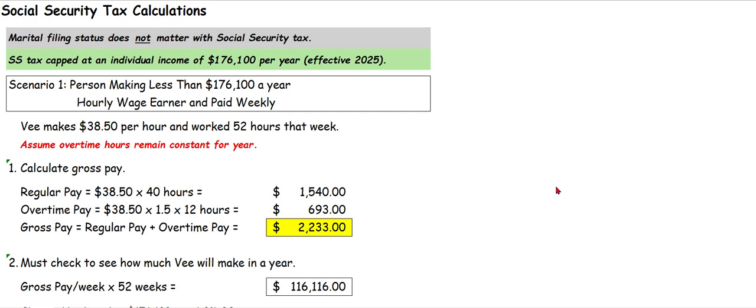First of all, we'll calculate gross pay like we have many times before. Regular pay, $38.50 times 40 hours equals this. Overtime pay is $38.50 times 1.5 premium pay times 12 hours of overtime yields this. Gross pay is adding these two together.